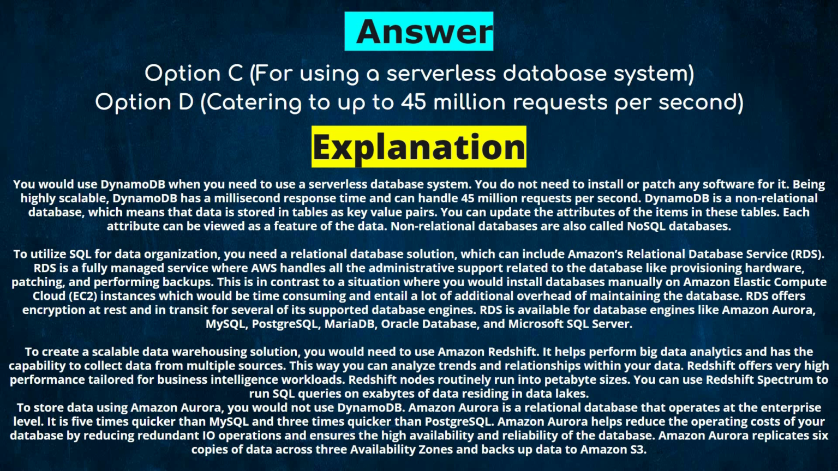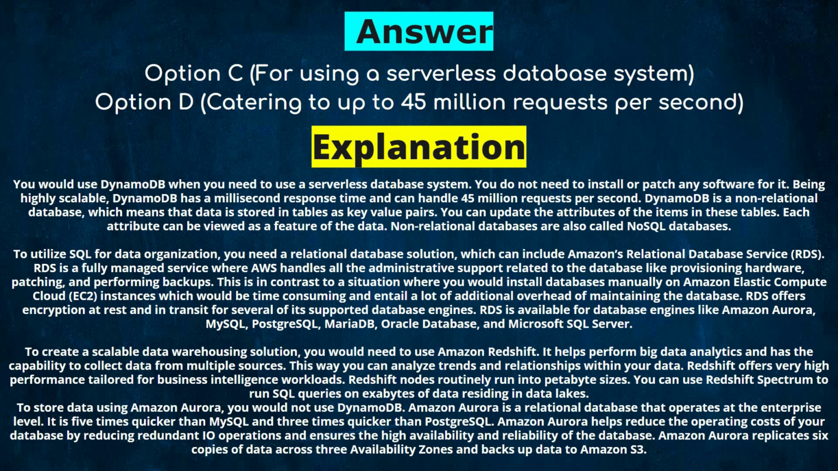DynamoDB is a non-relational database, which means that data is stored in tables as key value pairs. You can update the attributes of the items in these tables. Each attribute can be viewed as a feature of the data. Non-relational databases are also called NoSQL databases.